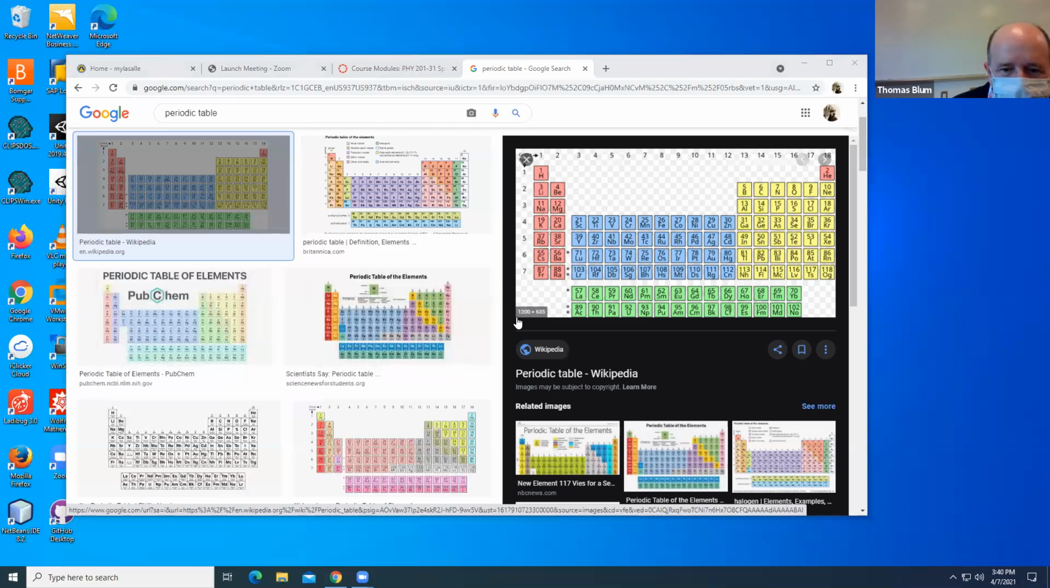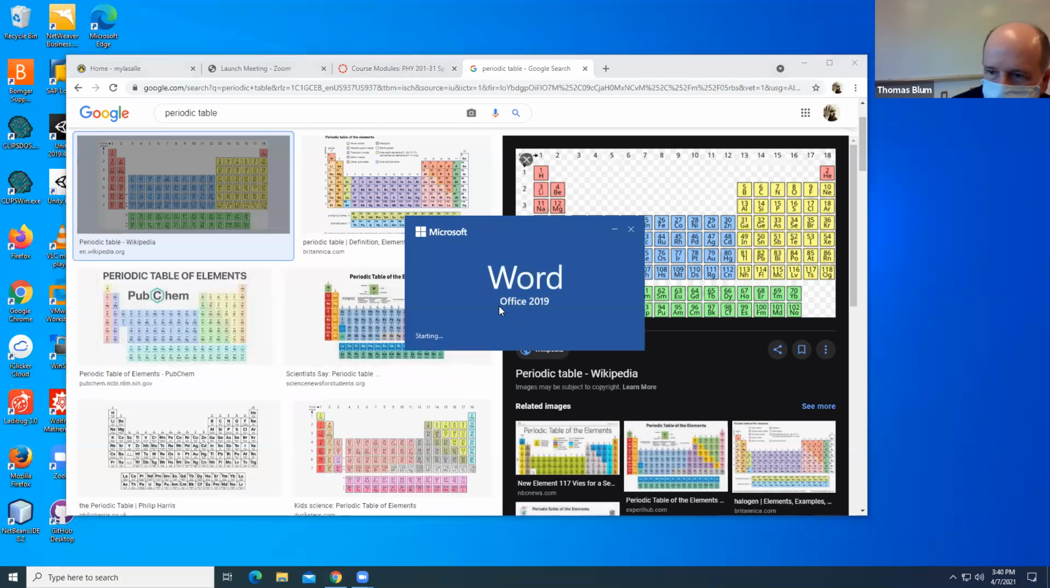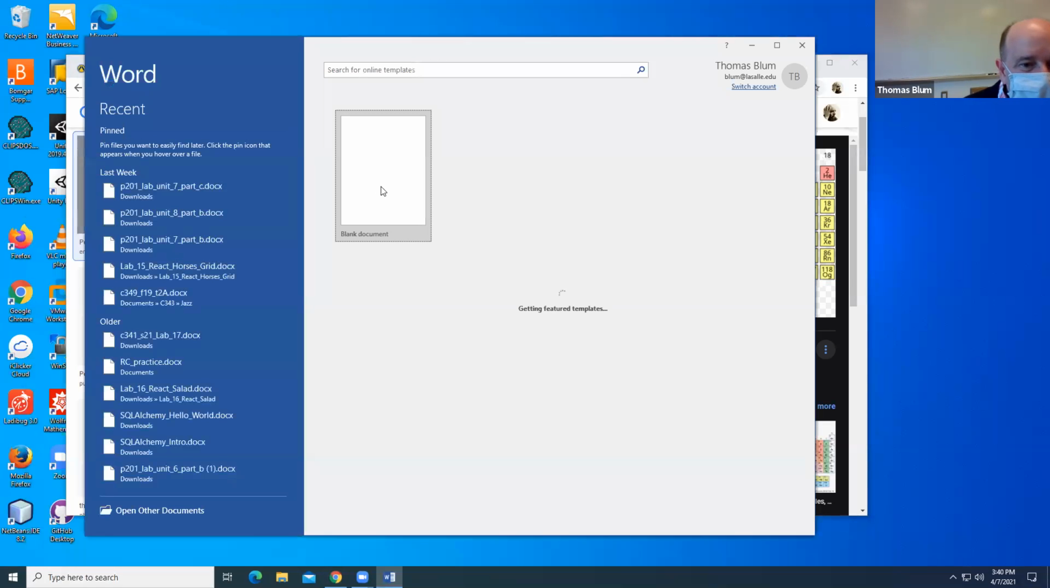Because that's one thing I might do on a test: I might have words or I might have a picture and say, what is this arrow pointing to or something like that.